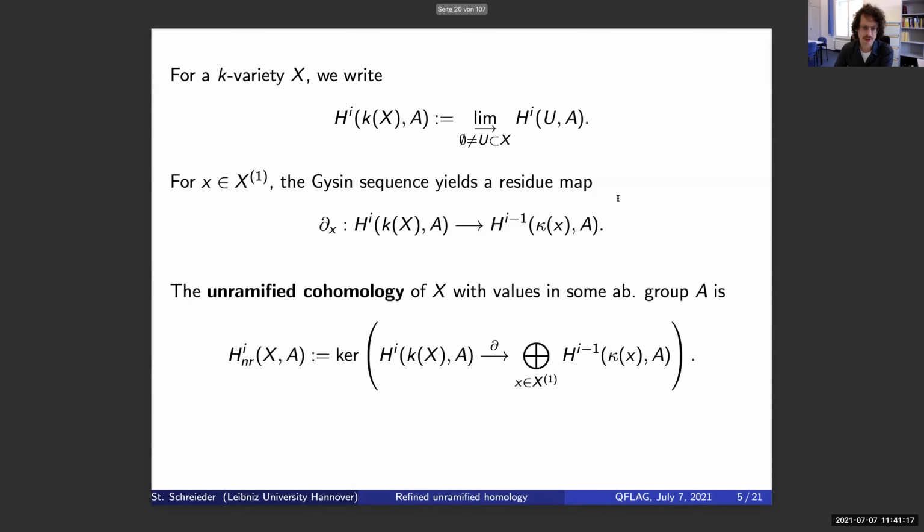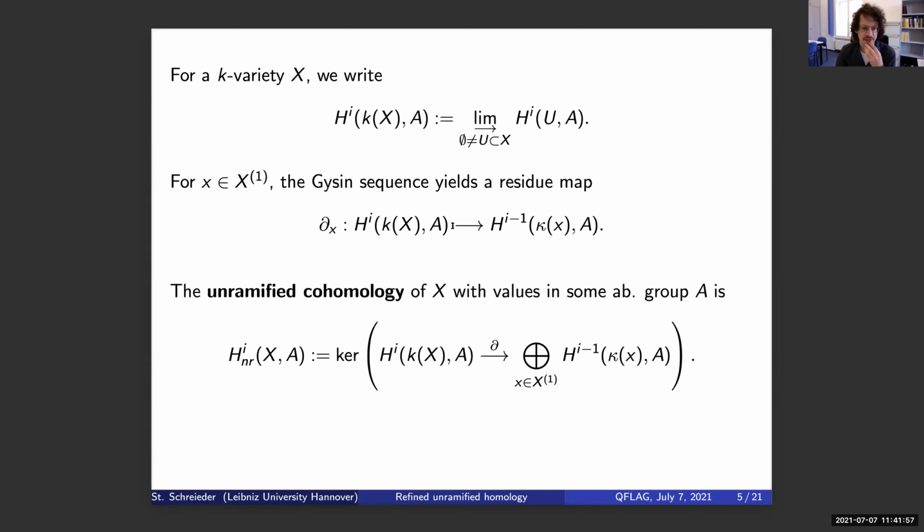And with this definition, the unramified cohomology is classically defined on a smooth variety. So I'm sorry, the standing assumption on the slide is X smooth, even though it's not written. The unramified cohomology of a smooth variety with values in A is the subgroup of the cohomology of the function field of all classes that have trivial residues. So what that means is that locally at every codimension 1 point, you can extend the class, because this residue map is exactly the obstruction for extending it locally across the generic point of that codimension 1 point.